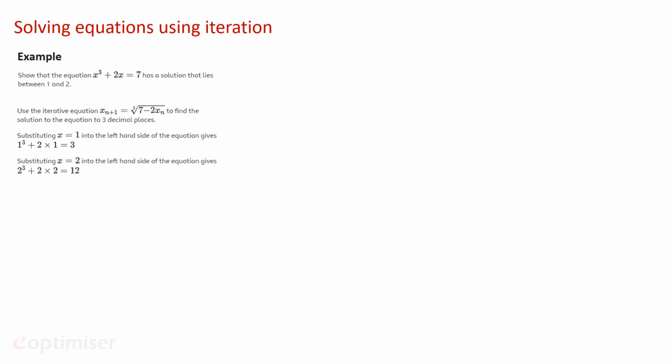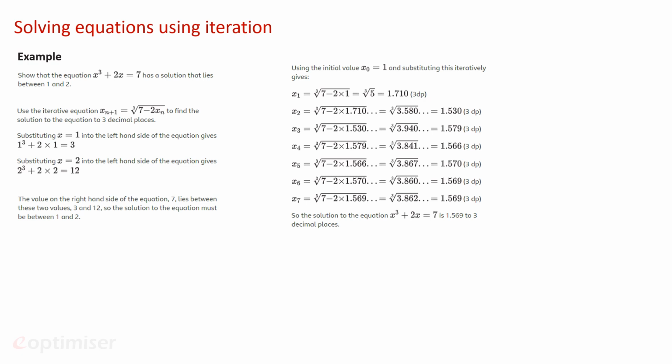So how do you do this one with iteration? They will be giving us an initial value. So the x0 is equal to 1, and substituting iteratively, then we have to find it. If we know x0 is equal to 1, then we can find x1 by placing x0 as 1. Then we can write x1 is equal to the cube root of 7 minus 2 into 1. So that one you will be getting 1.710. So using x1 you can find x2, using x2 you can find x3, and so on. So here x7 is equal to 1.569.